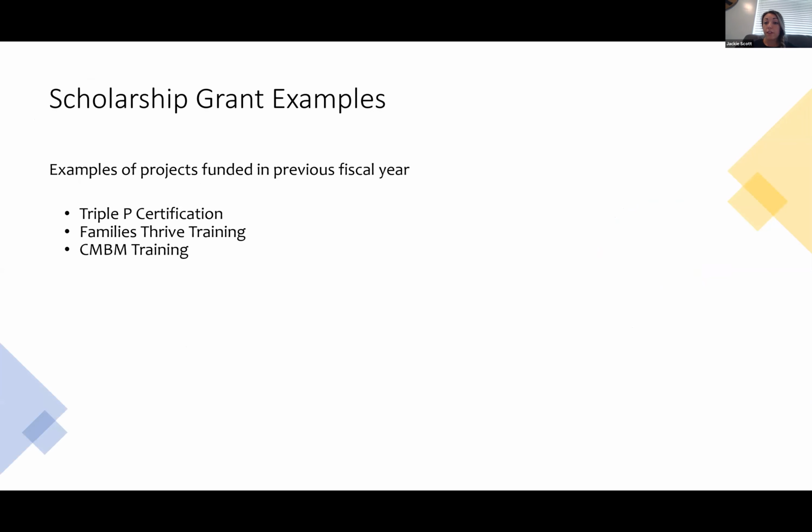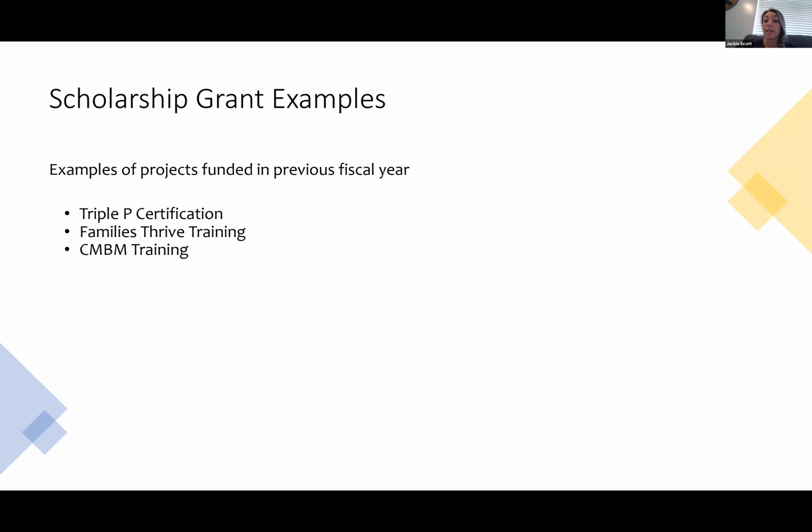So Triple P certification, this is a common one that we get requests for. Families Thrive training, CMBM training. So those professional development opportunities and trainings. This is less so for things like higher education because we have a program in QCNS that can help with those costs to obtain higher education for childcare providers that are participating in that program. But this is really for trainings and certifications.